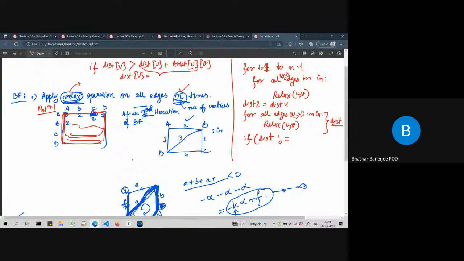So if this distance matrix is not equal to distance 2, where you have already copied the previous one after running n minus 1 times, then you can just print that negative cycle. Or else you can just print the matrix, any one of the matrices. That's it. So this is the overall pseudocode of Bellman-Ford.